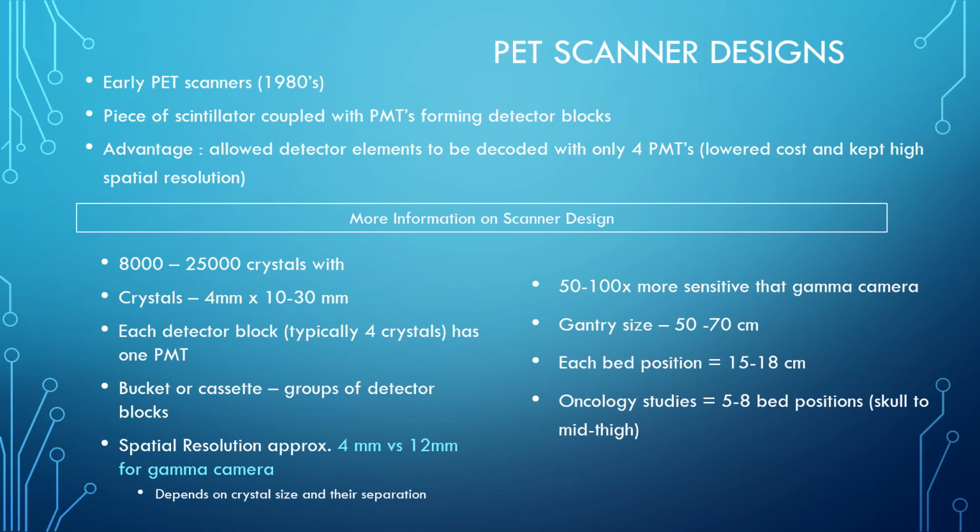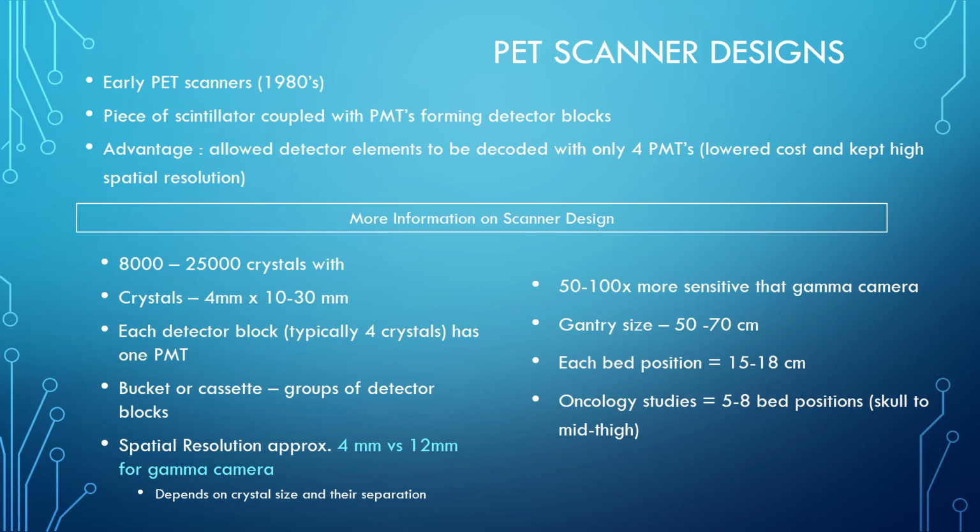With PET-CT scanners, there are about 8,000 to 25,000 crystals. The crystals are 4 millimeters by 4 millimeters by 10 to 30 millimeters. Each detector block will typically contain 4 crystals and 1 PM tube. And then it either had a bucket or a cassette that grouped the detector blocks. Spatial resolution was approximately 4 millimeters versus 12 millimeters for a gamma camera, although this is greatly dependent on the crystal size and the separation of the crystals.